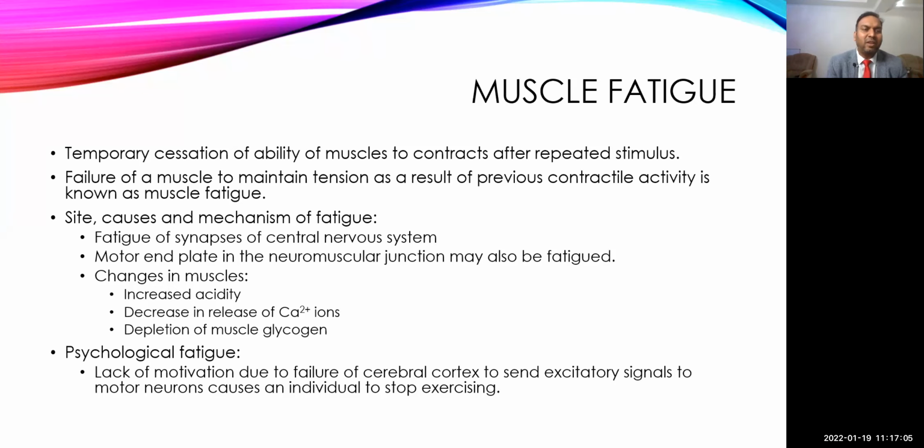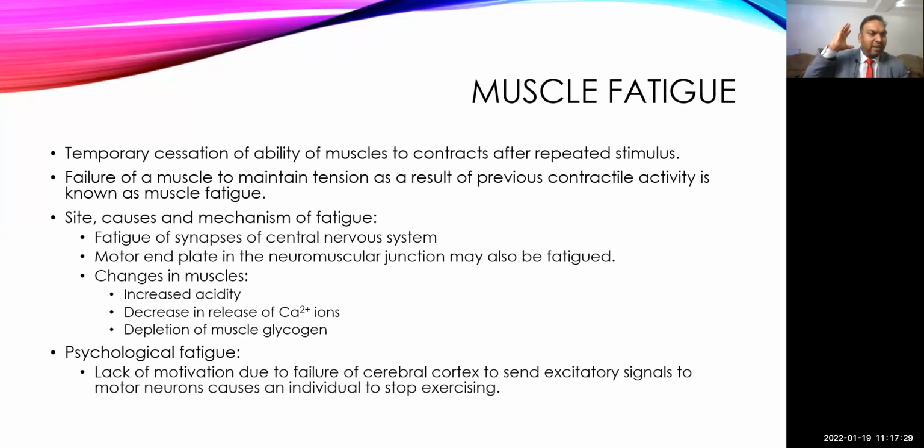The third site is where fatigue actually occurs in the muscles. After repeated stimulus or repeated contraction, the metabolism in the muscle increases, and anaerobic metabolism will also increase and start accumulating pyruvic acid and lactic acid in the muscles, and that can cause fatigue in the muscle. Decreased calcium content in the muscle can also cause fatigue, and depletion of the glycogen in the muscle can also cause it.